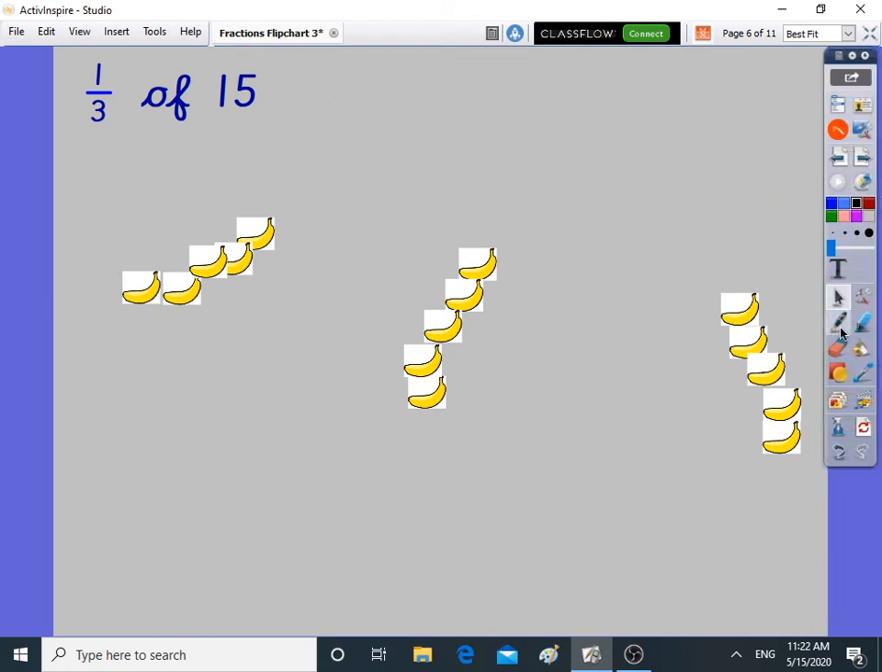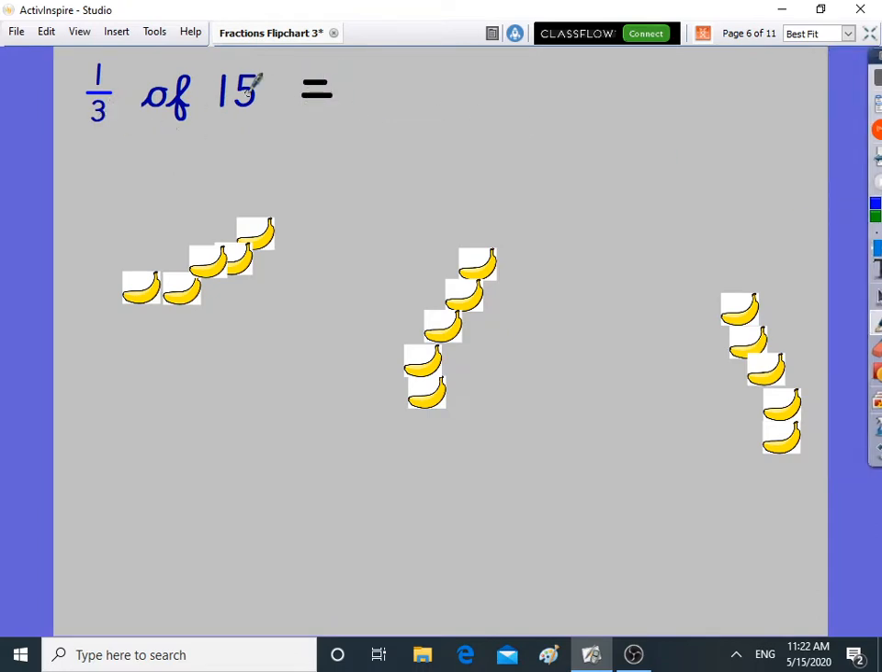And now let's do it just with singing. You're going to take the denominator 3 and you're going to sing up to 15. Make sure you count on your fingers because your fingers are going to tell you the answer now. How many 3's in 15? 3, 6, 9, 12 and 15. My fingers say 5. So 3 different ways I got the answer of 5. 1/3 of 15 is 5.